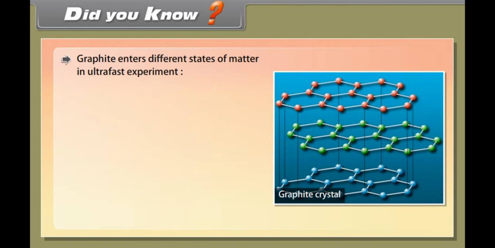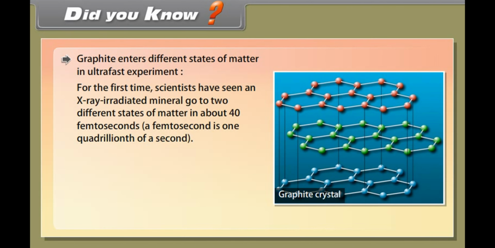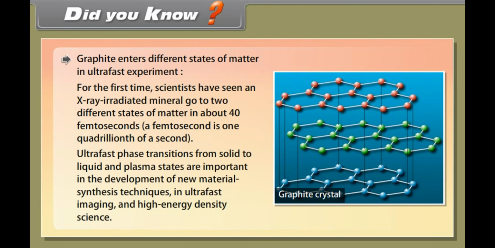Did you know? Graphite enters different states of matter in ultra-fast experiment. For the first time, scientists have seen an X-ray irradiated mineral go to two different states of matter in about 40 femtoseconds. A femtosecond is 1 quadrillionth of a second. Ultra-fast phase transitions from solid to liquid and plasma states are important in the development of new material synthesis techniques, in ultra-fast imaging and high energy density science.